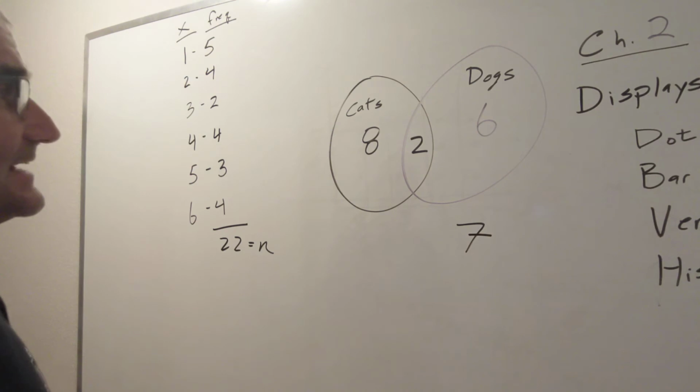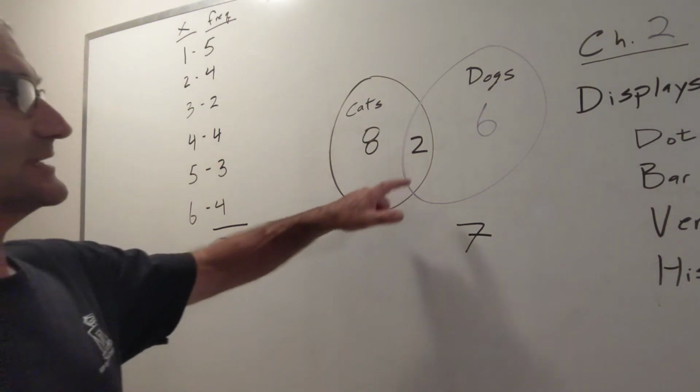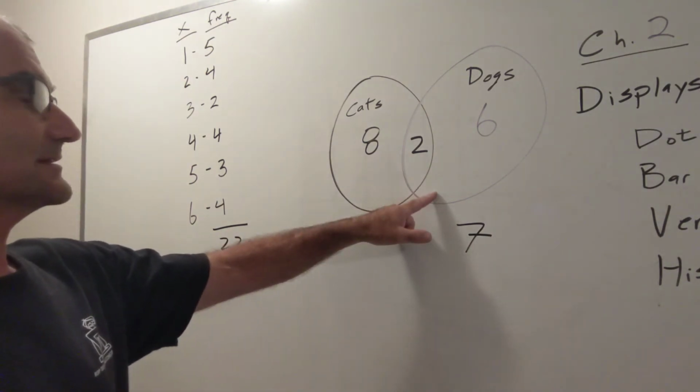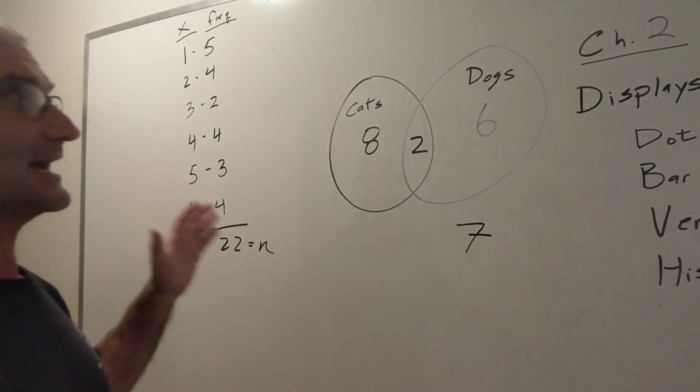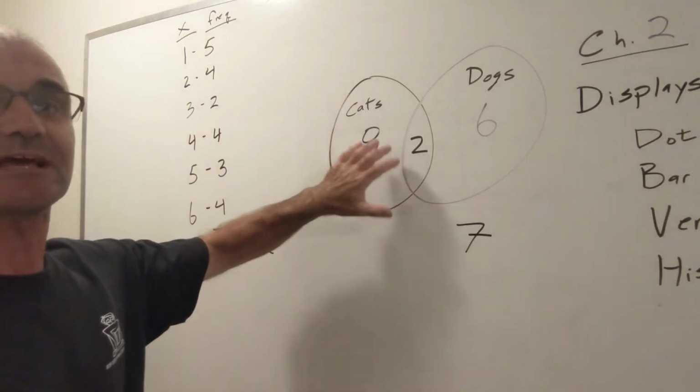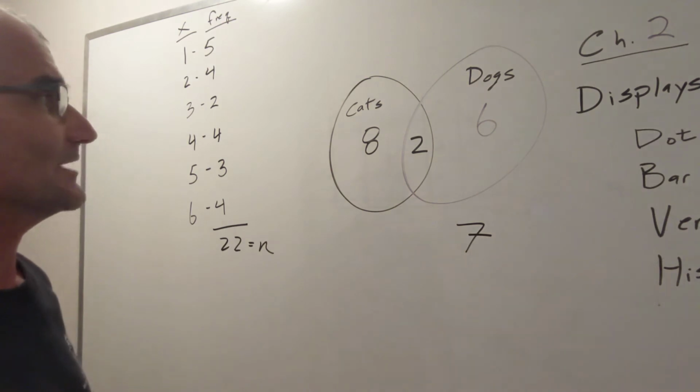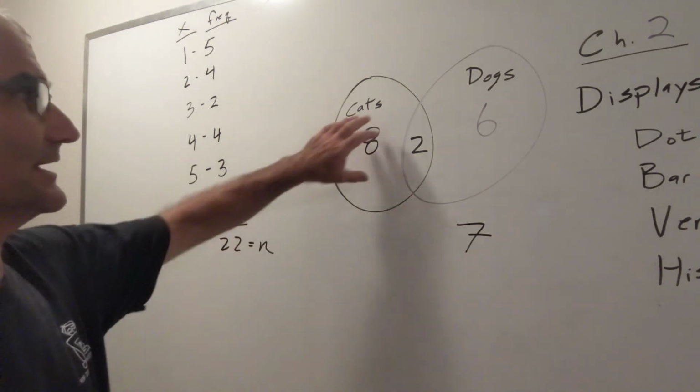So this is a Venn diagram. It shows an intersection of 2 sets. So how many people in the class have cats? 8 plus 2, 10 have cats. However, how many people only have cats would be 8.